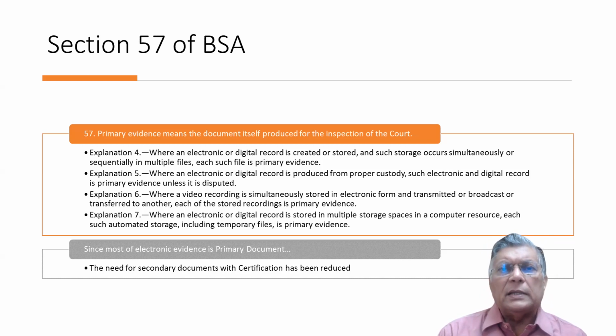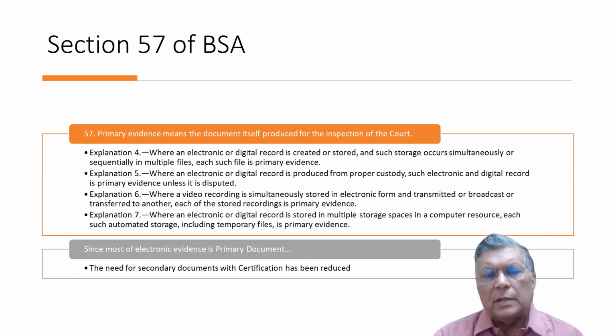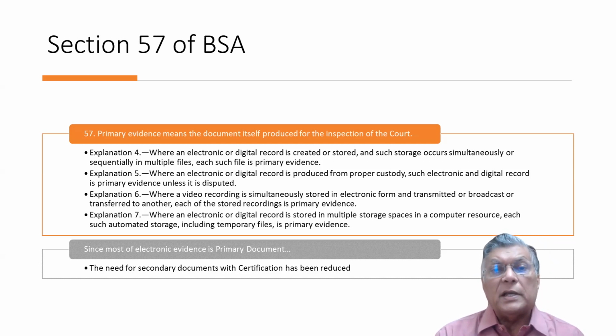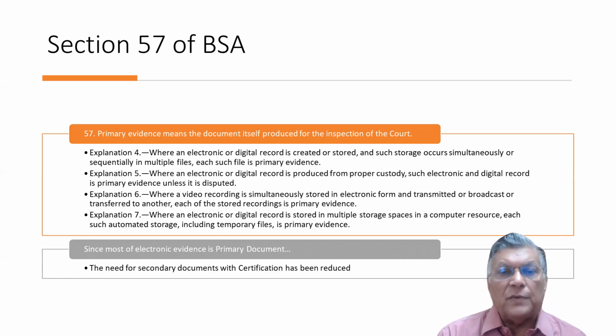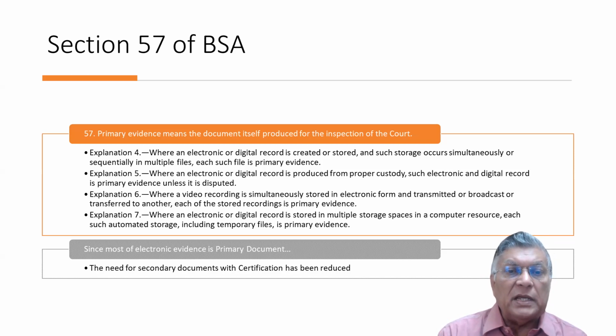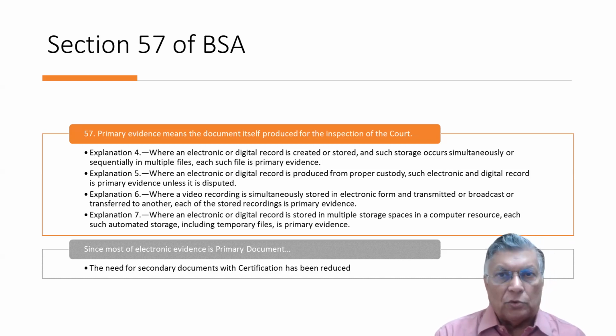Now, earlier, I think the courts were talking about books, the kind of printed books, they used to say that every copy of the book can be taken as a primary evidence. So a similar thought seems to have crept in here, that multiple copies of the electronic document can be considered as primary evidence. And explanation 5 says where an electronic record is produced from proper custody, such electronic or digital record is primary evidence unless it is disputed.